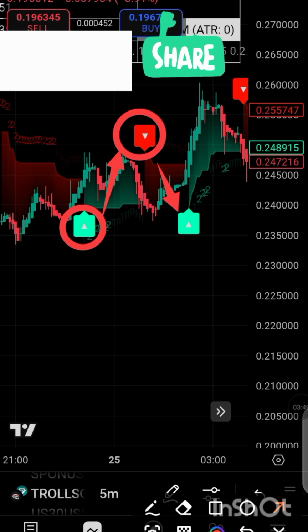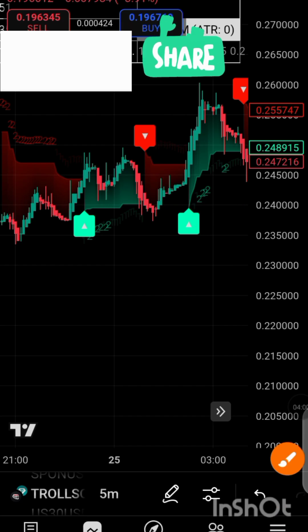But I will tell you the best time for you to use this indicator. Over here you can see there is something that looks like two here and another two. That is the right time to use this indicator.